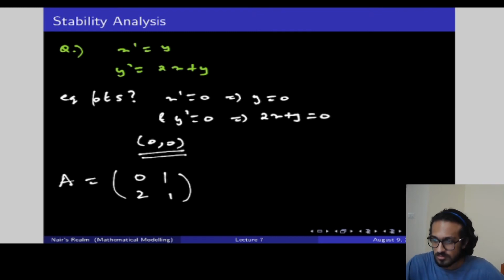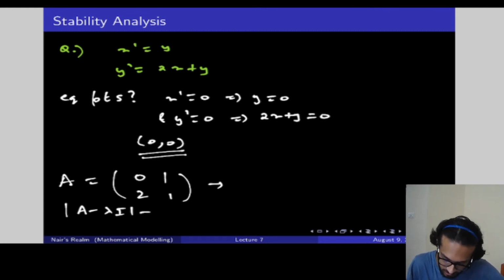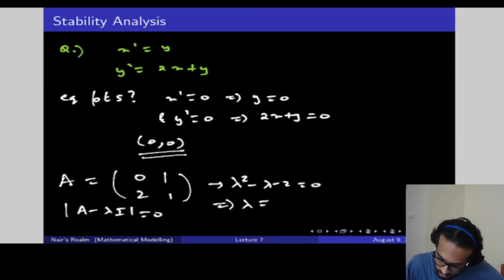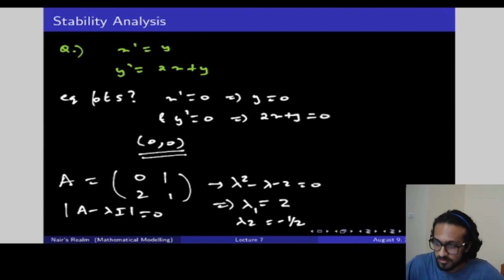Correct. Now the eigenvalues of this matrix, I hope everyone knows how to find them. You essentially find the determinant of A minus lambda I equal to 0 and you get a quadratic equation. You solve that. The quadratic equation you get is lambda square minus lambda minus 2 equal to 0. This implies that lambda 1 is equal to 2, lambda 2 is equal to minus half.